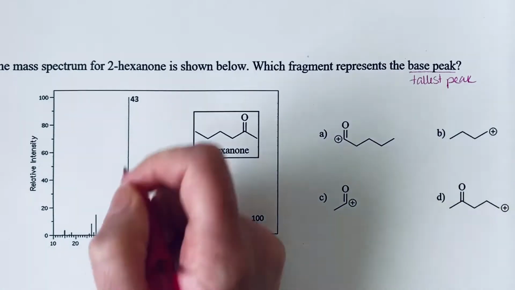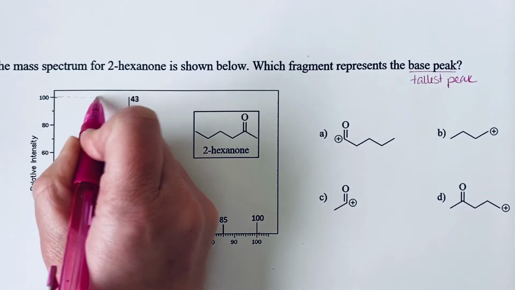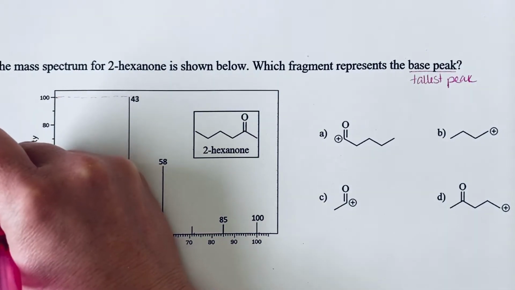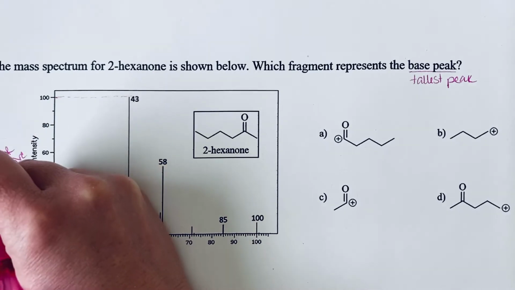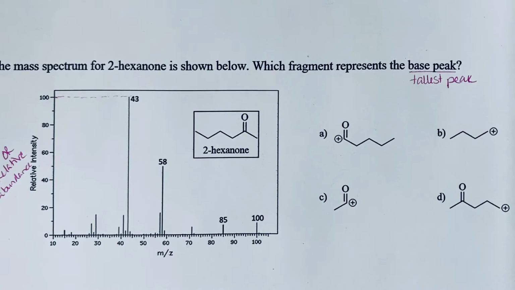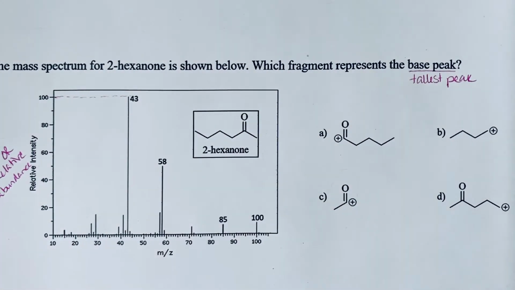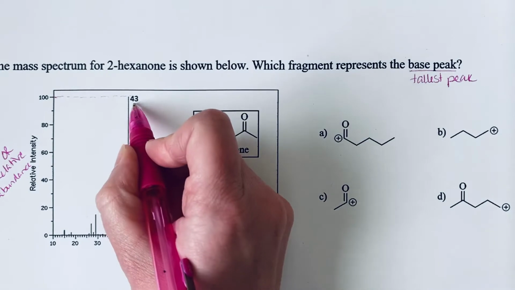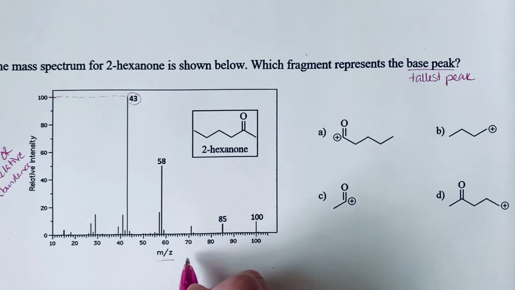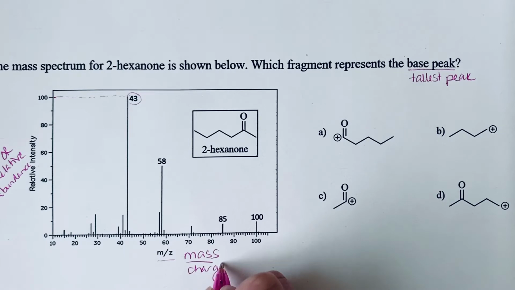And that tallest peak corresponds to 100% relative intensity, it's labeled here, or this could also be labeled as relative abundance. So it is the ion that is seen the most by the detector in this particular mass spectrum. So the tallest peak, the one at 100% abundance. And so then to identify it, we want to recognize what these numbers mean. So 43, that is the m over z value, which is the mass to charge ratio.